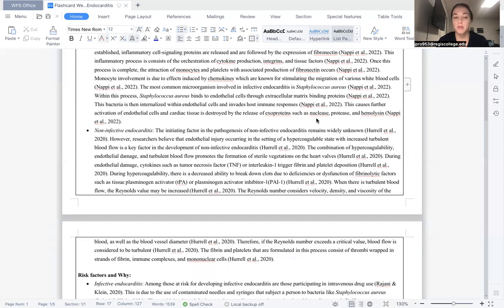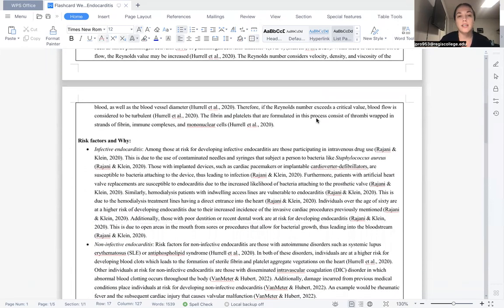When we see turbulent blood flow, we consider what's called the Reynolds number, and that would be increased. The Reynolds number considers velocity, density, and viscosity of someone's blood, as well as the blood vessel diameter. If the Reynolds number exceeds a critical value of 4,000, the blood flow is then considered to be turbulent. All of those together contribute to why one would develop non-infective endocarditis. The fibrin and platelets formed within that process consist of thrombi wrapped in strands of fibrin, immune complexes, and mononuclear cells.